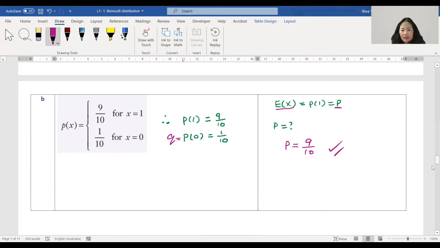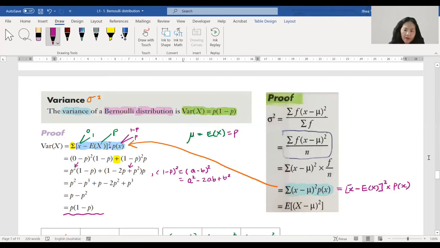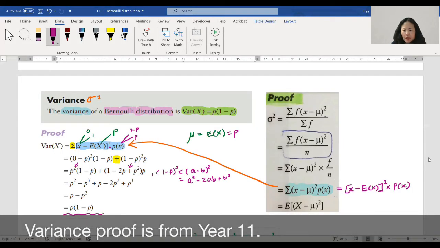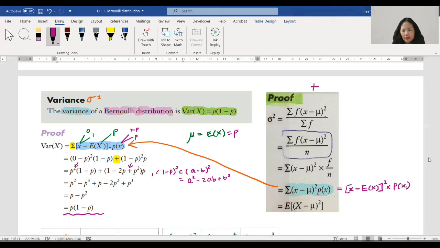Okay, next, variance. I hope you remember variance. When you get to this part, this is the proof for the sigma. And when you come to this part here, I change that to be in terms of E of X. This mu here is the mean. The mean is E of X now. So I replace that with E of X.